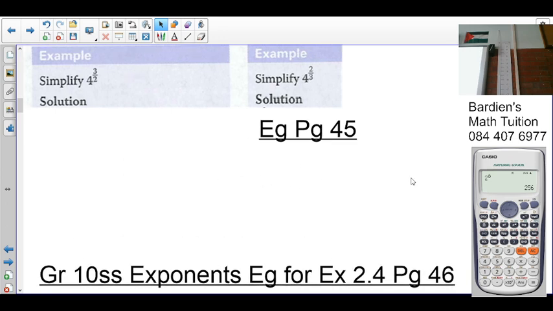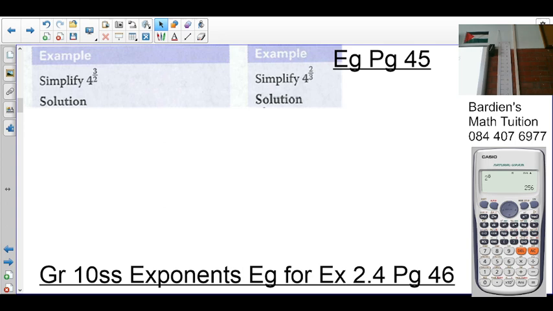Let's look at the next example. Please settle down. Look at the next example.